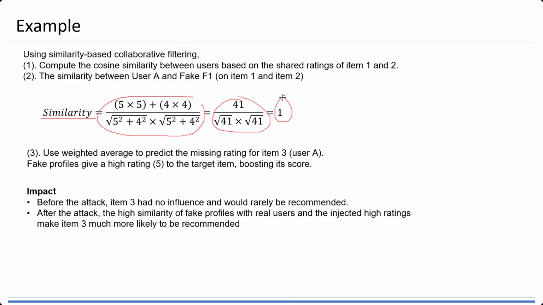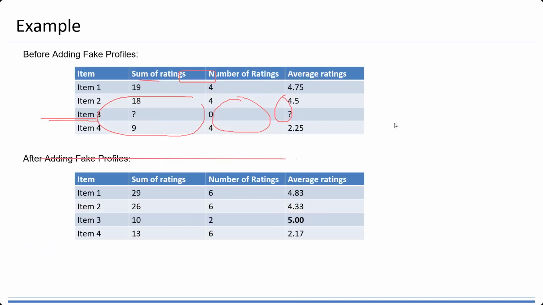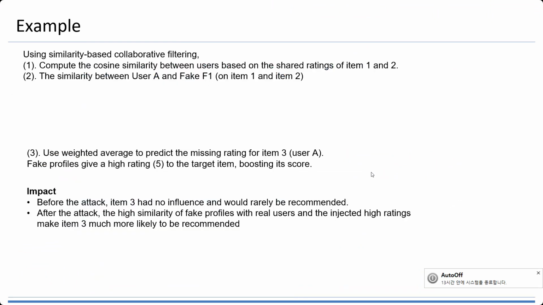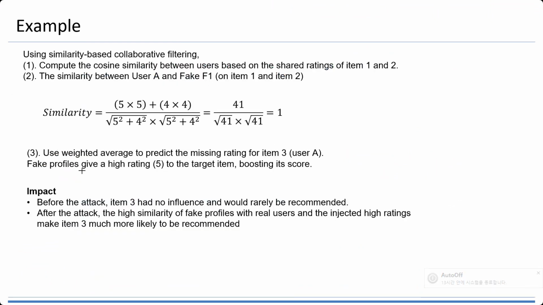Okay. Then what happened? Because the similarity is 1, then the rating given by user fake F1 will be given to the user A. So use the weighted average to predict the missing rating for item 3. Because we know that the user A does not have anything on the item 3. The user A does not buy item 3, or the user A does not know about item 3. But because there are two attacks, we can give a recommender system to this one. So fake profiles give a high rating 5 to the target item and it boosts the score.